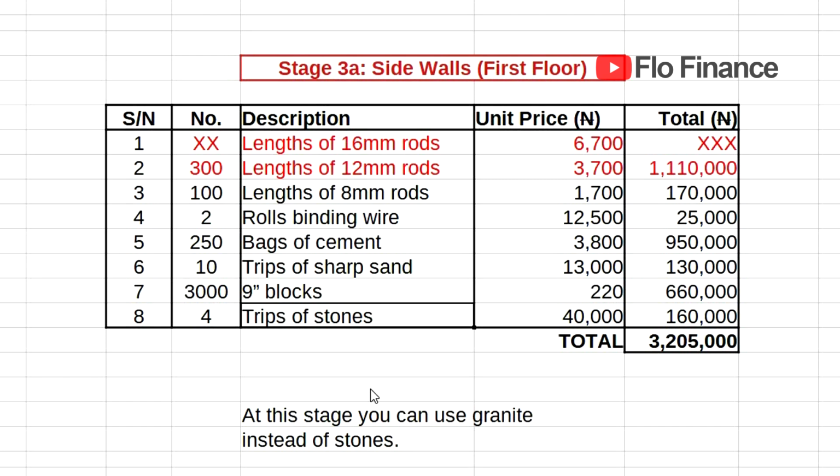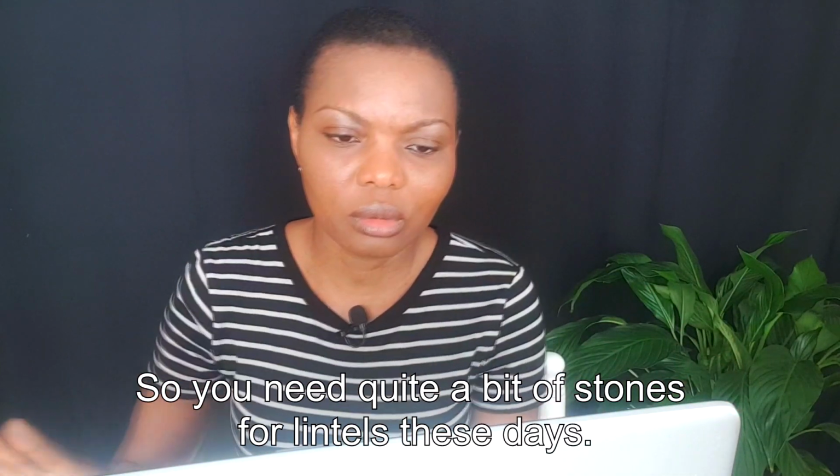Stones for casting the lintel. You know, in the olden days, they did the lintels just above openings, above windows and doors. But these days, we do what they call chain lintel. You do lintel right round. You don't do bits and pieces. Yeah. Again, here you can use granite.